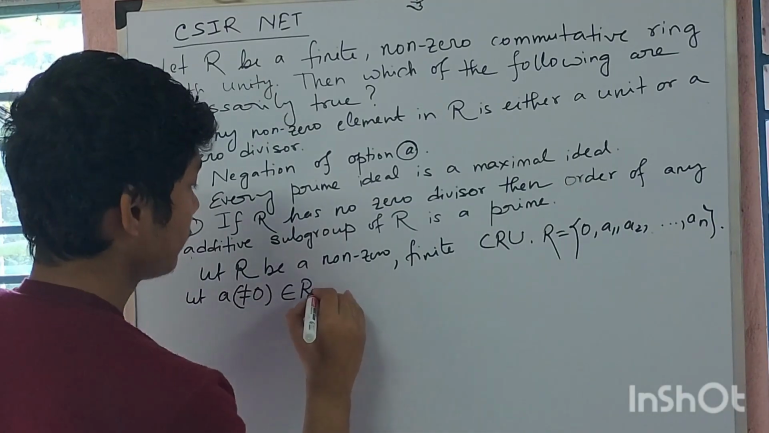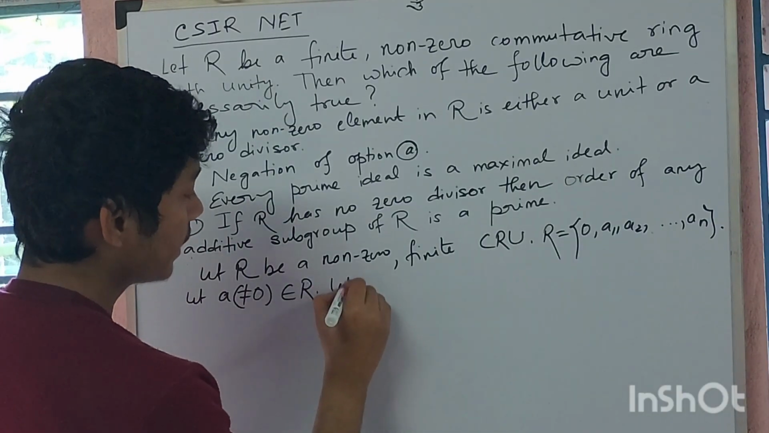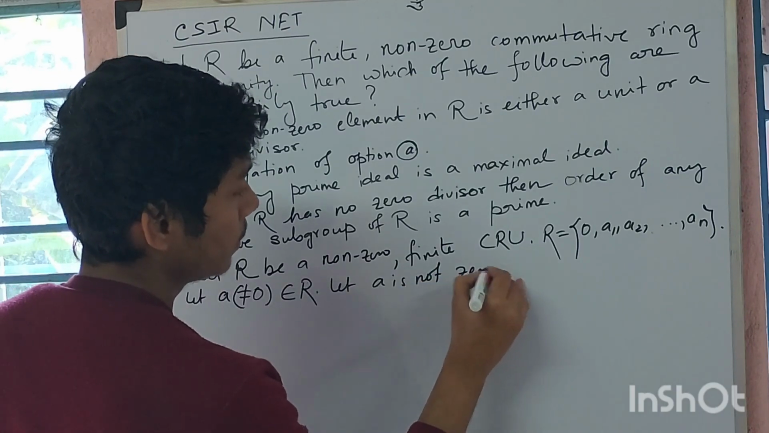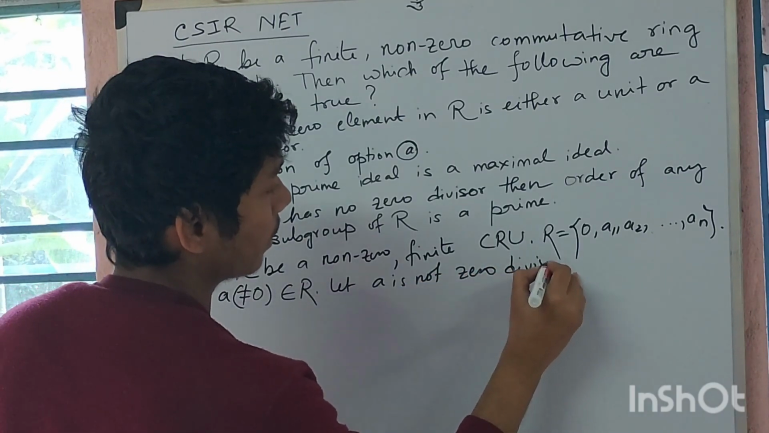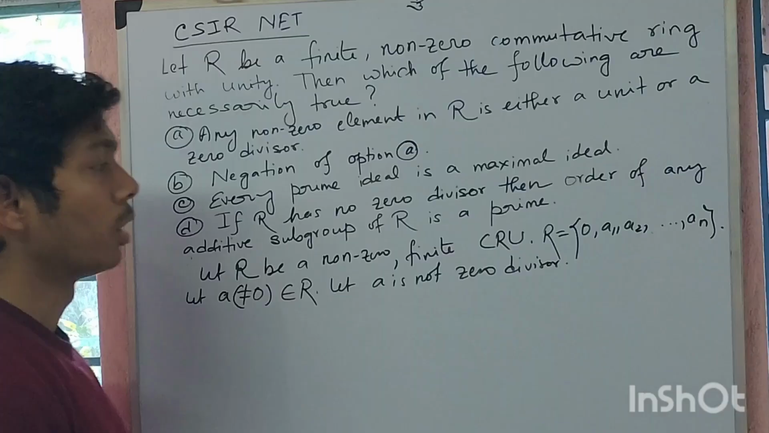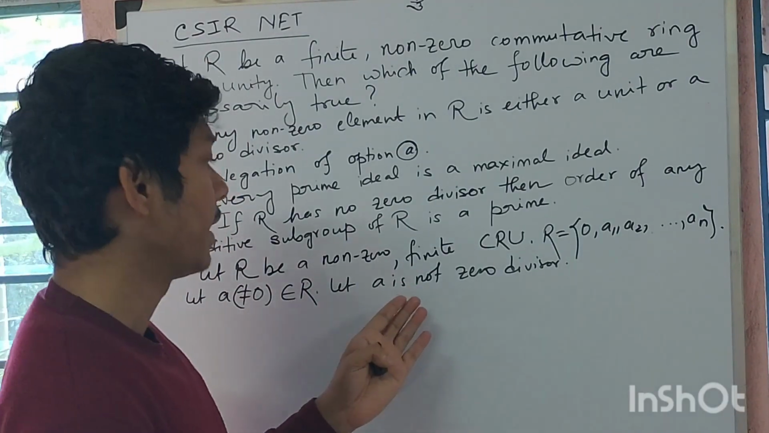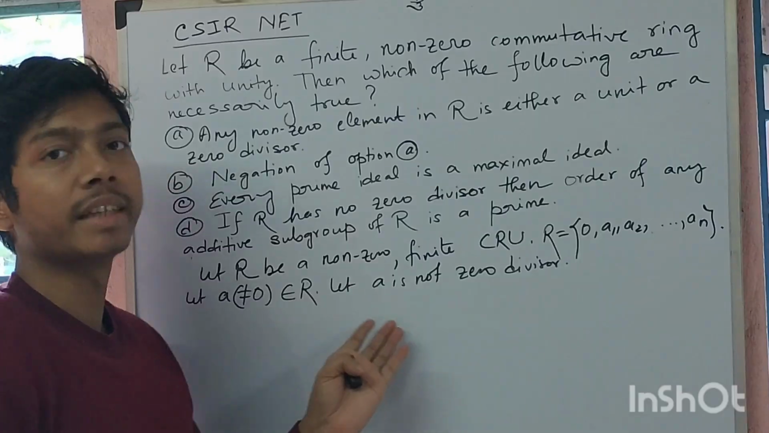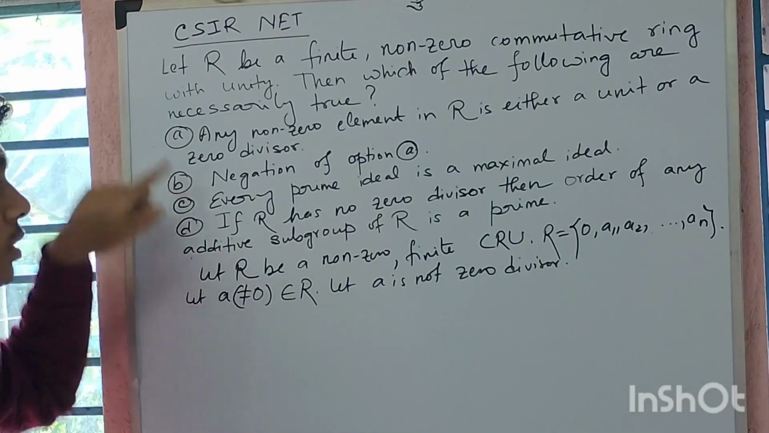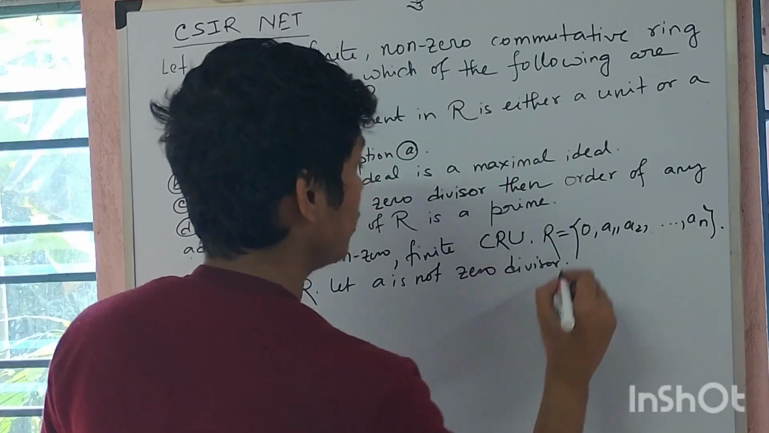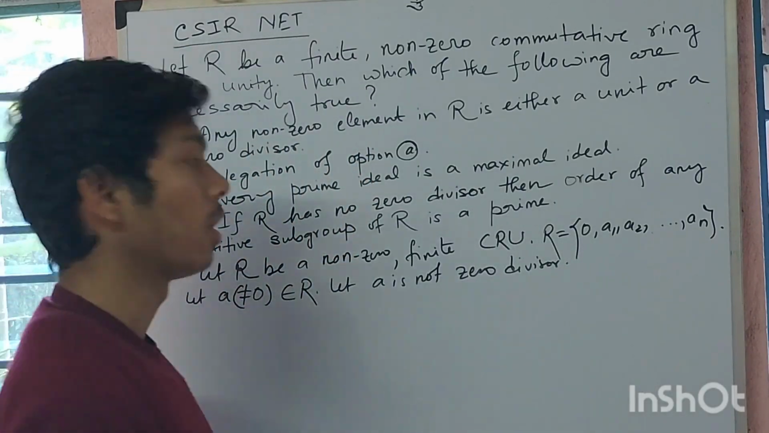Let a not be a zero divisor. I am taking a not to be a zero divisor. I want to prove that then a is a unit. If option A is true, then I have to prove that a is a unit. Let's see if I can prove it or not.